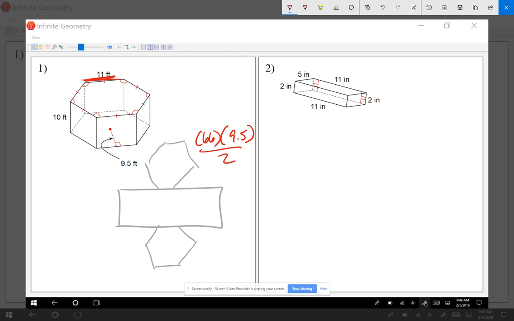So let me use a calculator for this. And I get 313.5. So each of the bases is 313.5, right? Just the base.